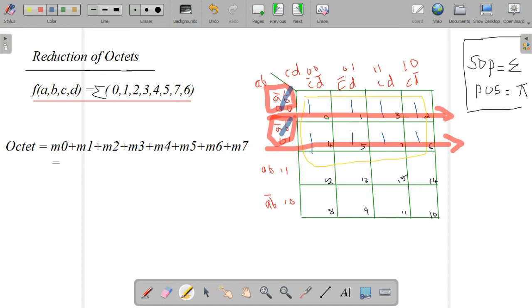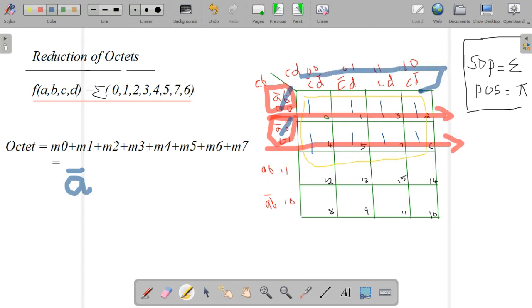So one octet we have identified in this KMap, and 2 rows are entirely covered. In the 2 rows we know the 2 literals are A dash B dash and A dash B. We have to take the common one. Which one is the common one? A dash is common, so we can write A dash.